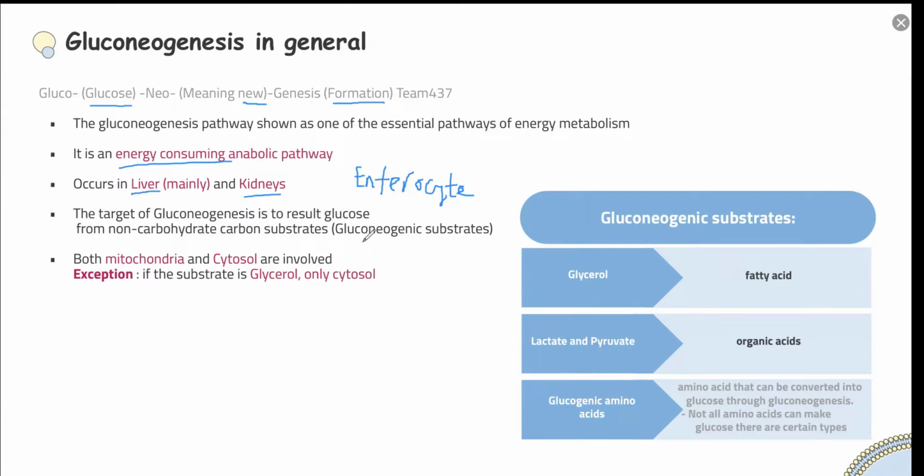So the target of gluconeogenesis is to produce glucose from non-carbohydrate carbon substrate, that is gluconeogenic substrate. So when we say gluconeogenesis in a simpler way, it means the synthesis of glucose from non-carbohydrate carbon sources.